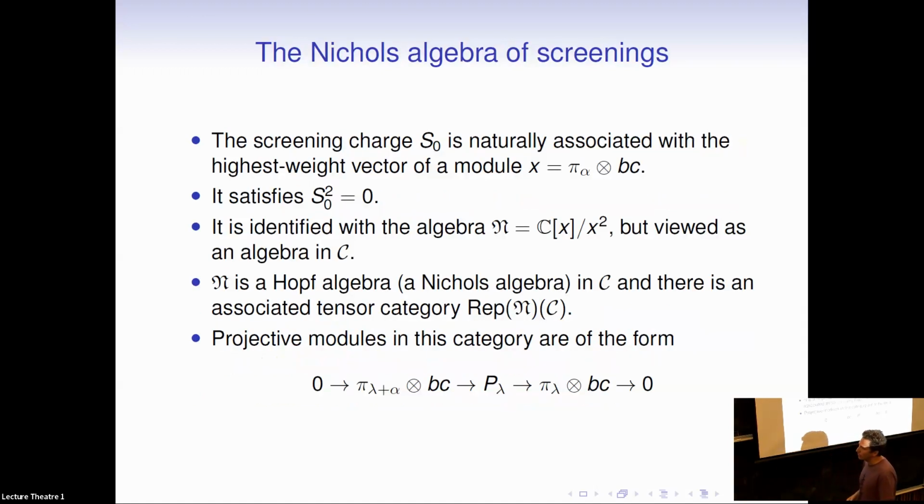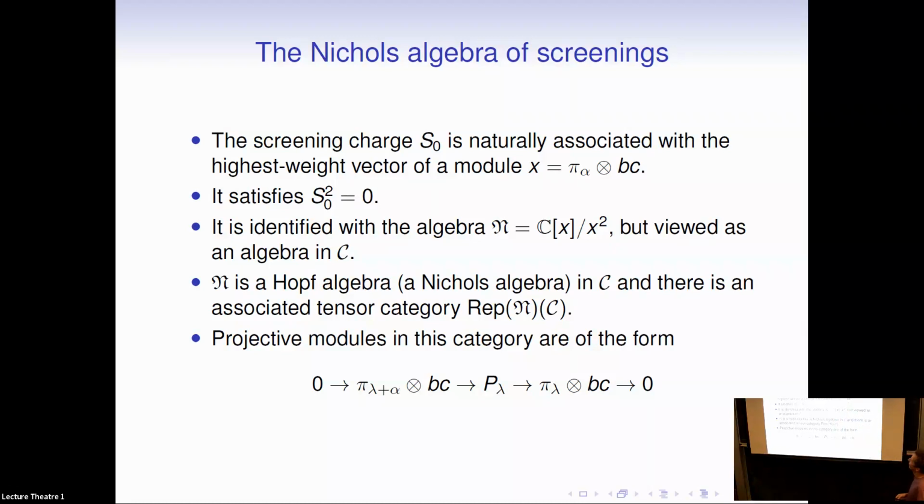Okay, so now we have this screening operator. It's just the zero mode of an intertwining operator. In this case, one quickly computes that it squares to zero, so it's nilpotent. And moreover, it's an intertwining operator that is naturally associated to a certain module, so it has a certain weight. So it's naturally identified with the algebra generated inside the supercategory of graded vector spaces by the module X of weight alpha, subject to the condition that it squares to zero.